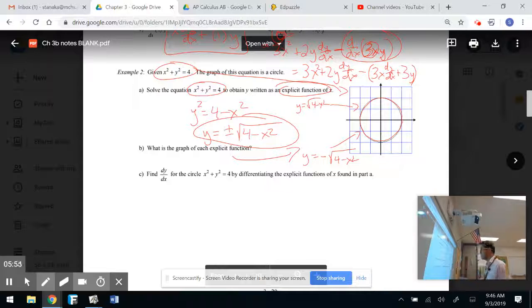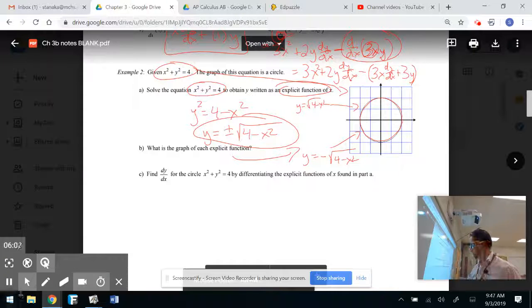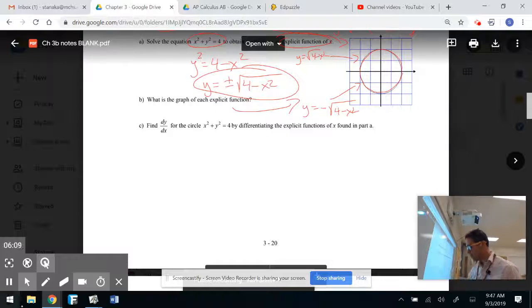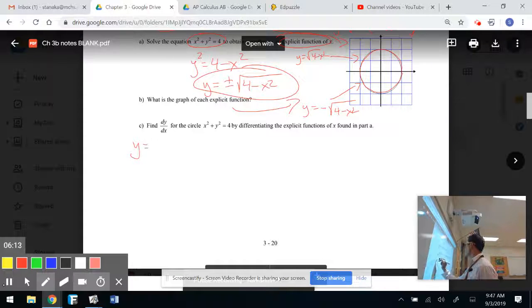What does the graph of each explicit function look like? Well, I just got done saying that. Sorry, got a little bit ahead of myself. It says find dy/dx for the circle by differentiating the explicit function of x found in part A. So now we're going to take the derivative, but we're going to use the explicit functions to do it. What does that mean? Here is my first explicit function, and I'll rewrite it, saving ourselves a step. dy/dx, that's notationally how we do that.